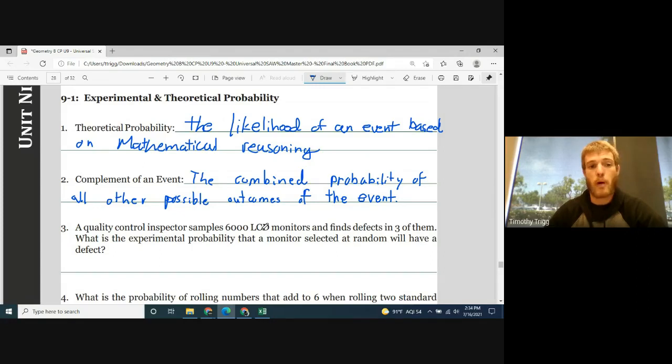The theoretical probability is the likelihood of an event based on mathematical reasoning. For example, what's the probability of getting heads on a coin flip? Well, I know the probability of getting heads is 1/2. I don't have to do any experimentation. I could just come to that conclusion based on mathematical reasoning. So that would be a theoretical probability.